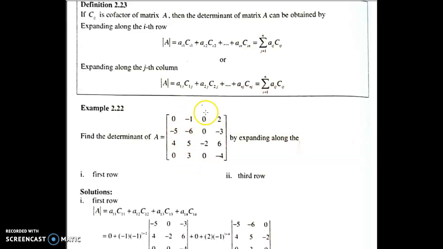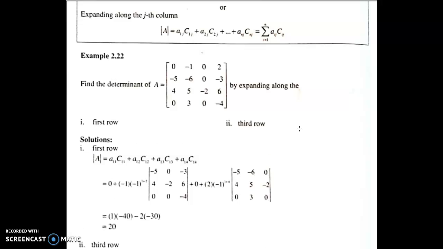But if you choose column 3, as you can see here, you have 3 out of 4 zeros. So 0 times its cofactor will be 0, whatever the cofactor is, because 0 times any number is 0. So this will be 0, this will be 0, and this will be 0. We just need to consider -2 times its cofactor. Find its value, and you get the determinant for this matrix.